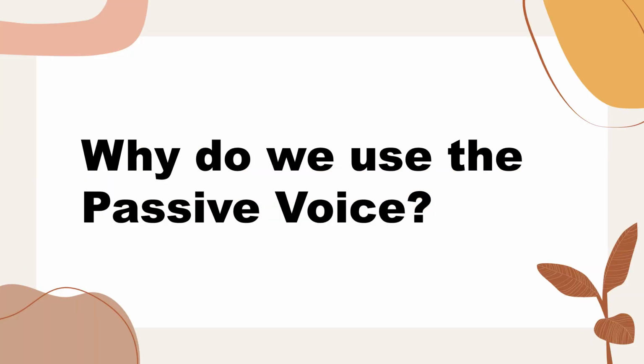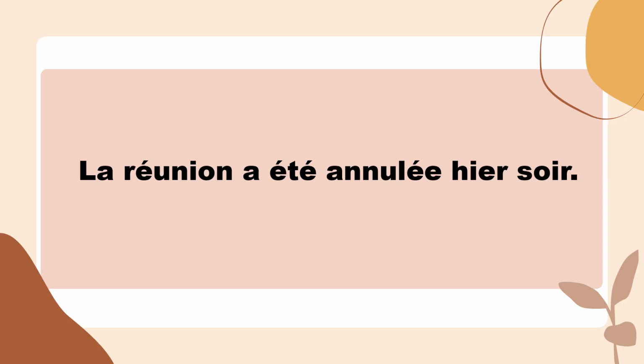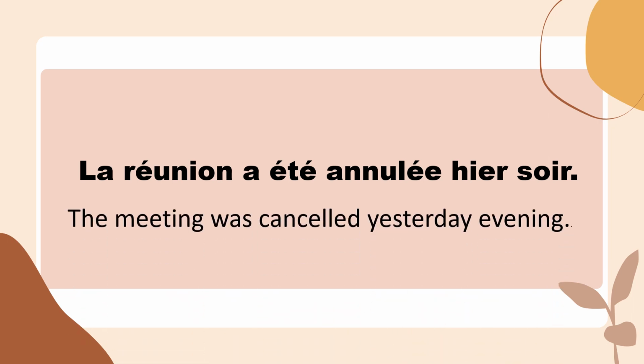Why do we use the passive voice? Very often it is used because we don't know who did the action, and really the focus is on the action and not on the person. For example, if I say la réunion a été annulée hier soir, which means the meeting was cancelled yesterday evening, it doesn't really matter who cancelled the meeting, but it's the fact that it is cancelled and you shouldn't attend it.